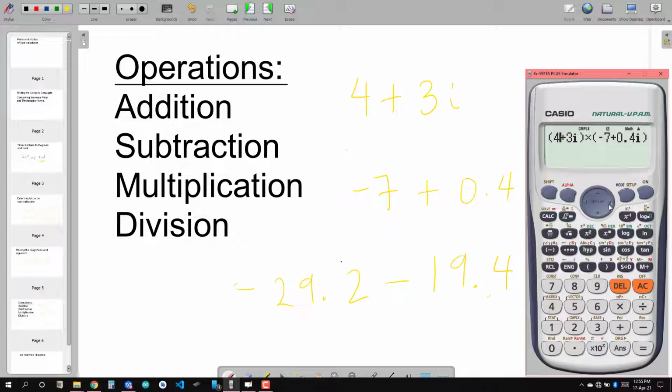Division, same thing for division. If we separate our complex numbers with a division, we are good to go. Of course, using the divide symbol is the same as using this fraction button over here. So we delete and we use this fraction. It's the same thing. We're going to get the same answer. Same answer. Negative 0.55 minus 0.46i as our answer for using division.